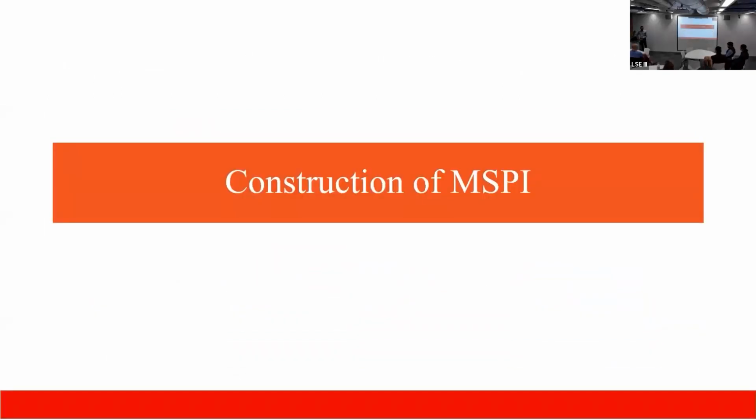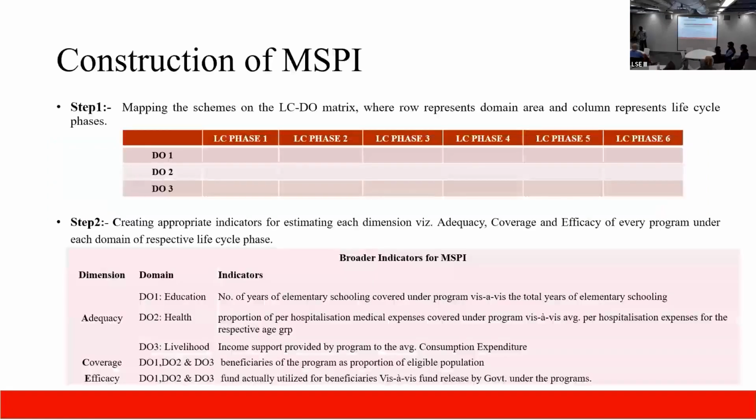Now we are moving to the second part, the construction of this multidimensional social protection index. The methodology is quite simple. At the very first step, we will map various social protection schemes in the LCDO matrix. The LCDO matrix is the life cycle and domain matrix. So, for example, if a scheme is made for life cycle phase 1 and represents domain 1, that is education, then that scheme needs to be put in this particular bracket.